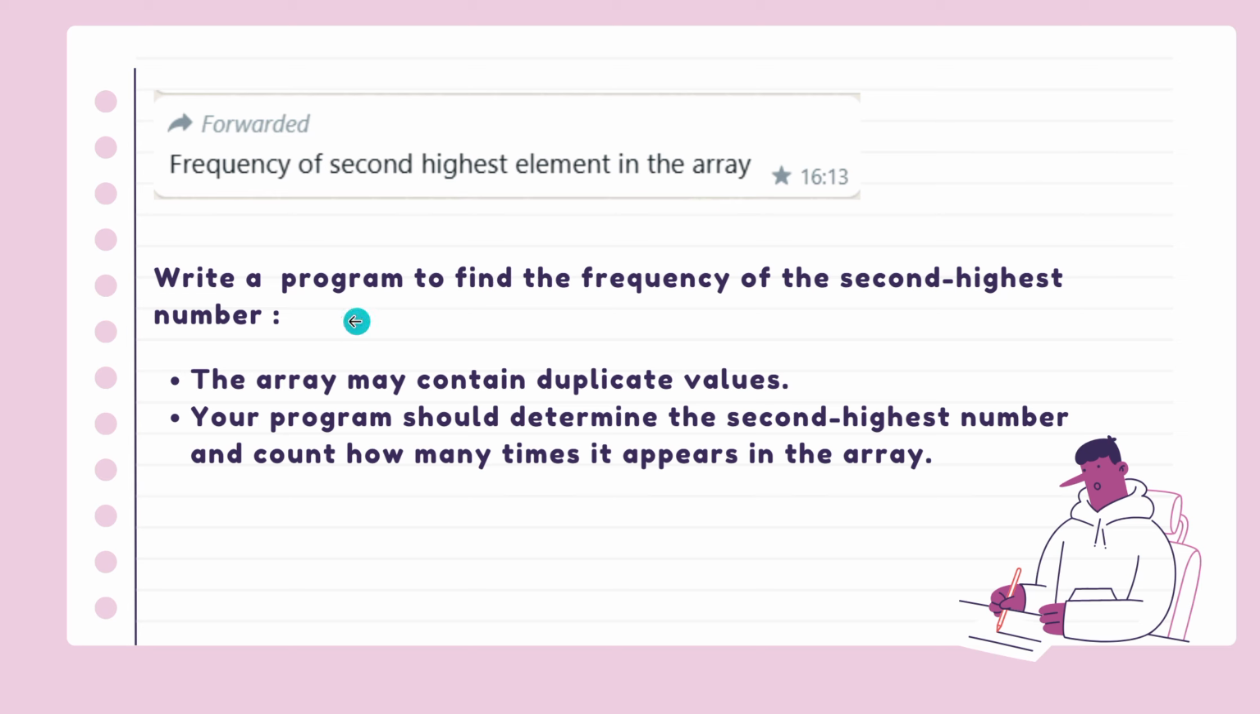Okay, here is the question. Write a program to find the frequency of the second highest number. The array may contain duplicate elements and your program should determine the second highest number and count how many times it appears in the array. Right? Let us find out what is the second highest element in the array, as well as the frequency of the element. That means how many times it has repeated in the array. Let us see the logic followed by the coding.